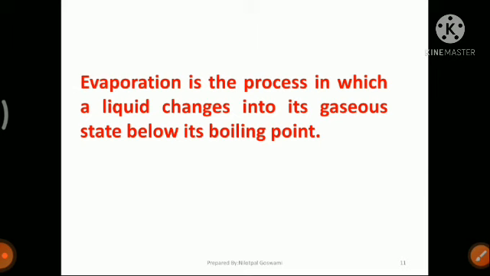In the next class we will be looking at the factors influencing the process of evaporation. After that, the first chapter, Matter Around Us, will be completed, and we will discuss the question answers then. Do have a look at it and try to understand the concept of every topic.